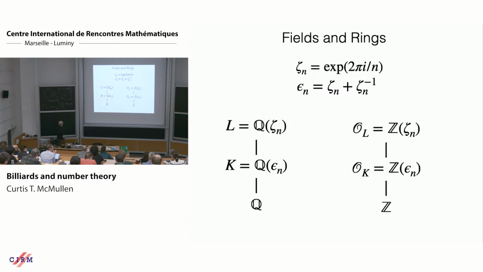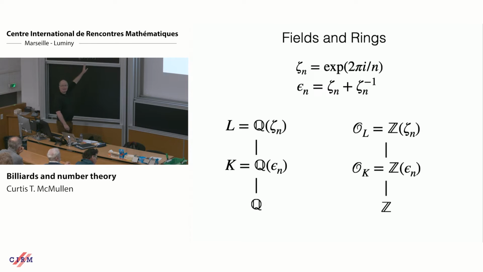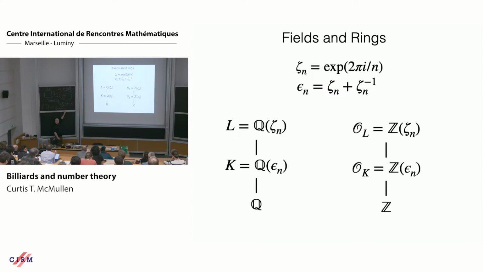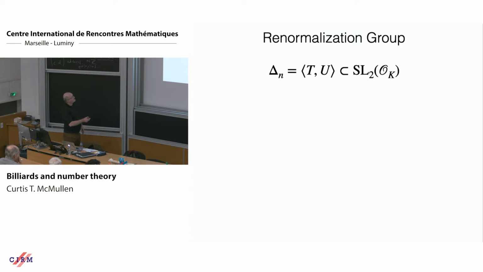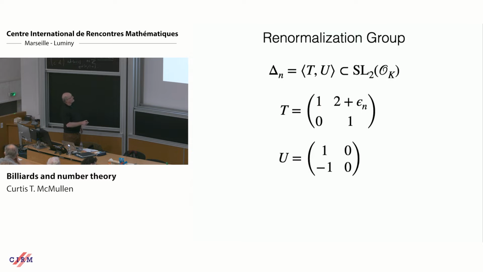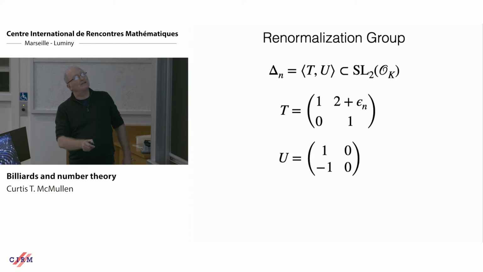Okay, so now what I want to tell you about is what's the renormalization group? What takes over for SL2Z when we study the pentagon? And it turns out that the group in general to study the n-gon is very simple. It's a matrix group again. It acts on the upper half plane. And its entries are algebraic integers this time instead of ordinary integers. And it's generated just by these two matrices. So this is a 1 here. So upper triangular and lower triangular matrices. These are supposed to be parabolic.